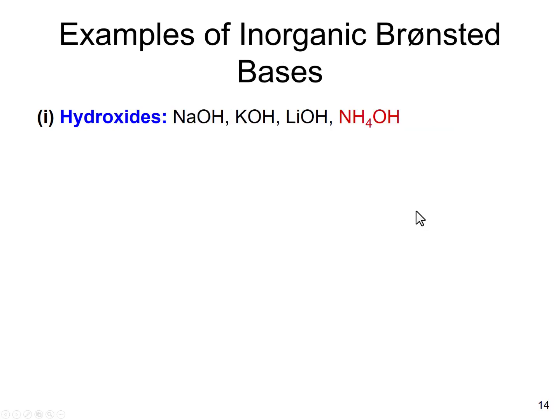Here we can see a few examples of inorganic Brønsted bases. Very typical would be sodium hydroxide, potassium hydroxide, lithium hydroxide, ammonium hydroxide. So the important thing here is always the hydroxide. So these 3 basically involve alkali metals. This one has a different cation, right? It is an ammonium cation, but essentially they are all hydroxides.